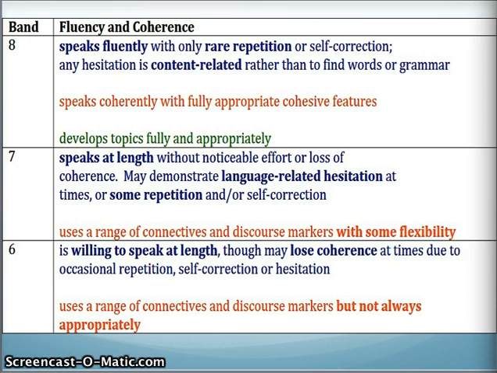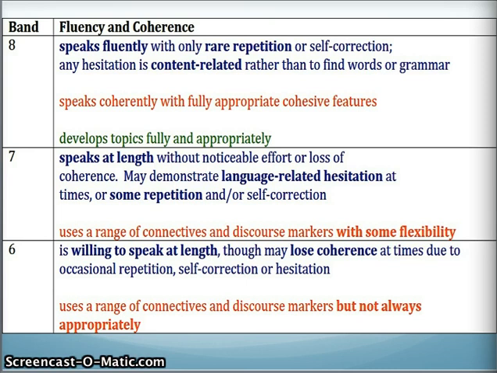For band 7, you should speak at length. That is, give quite a long answer without noticeable effort or loss of coherence. You may demonstrate language-related hesitation, for example, you've forgotten a word, or you need time to think how to phrase a grammatical structure correctly. Some repetition and self-correction is also possible.